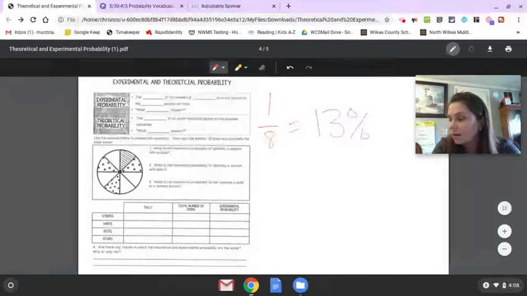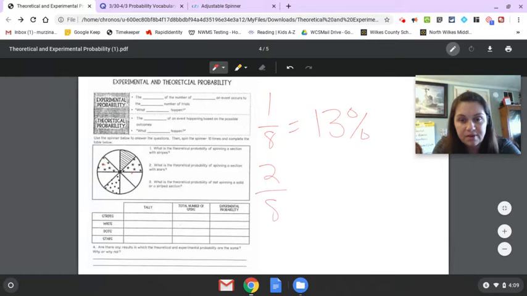Because there's only one with stripes. Next, it says, what is the theoretical probability of spinning a section with stars? Well, there's 2 sections with stars, so this would be 2 out of 8. There would be 2 out of 8, or 25% chance of spinning a section with stars.